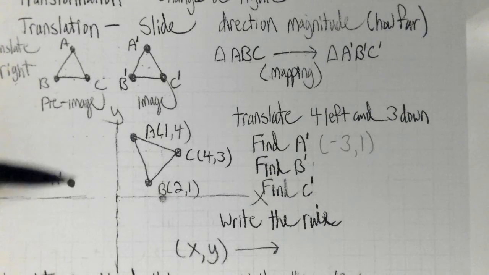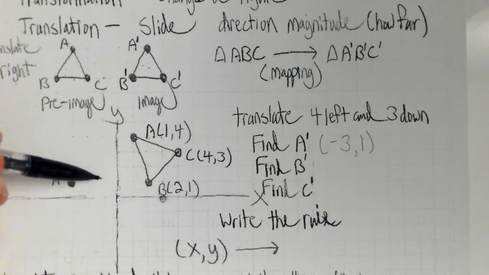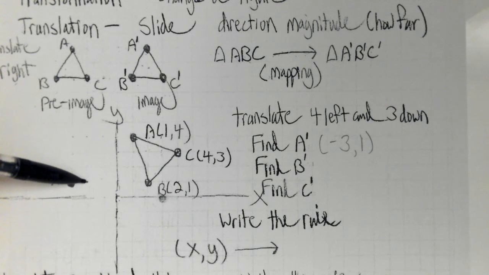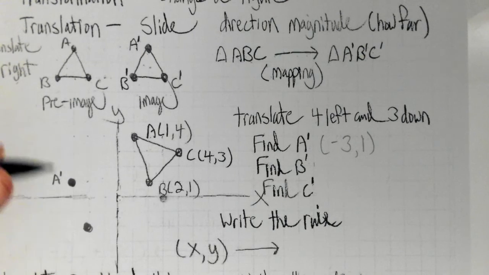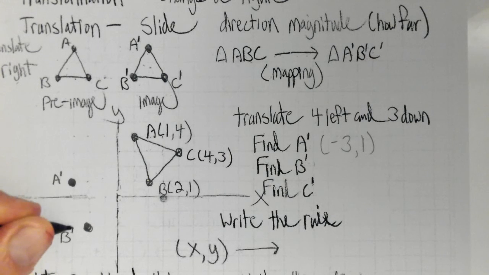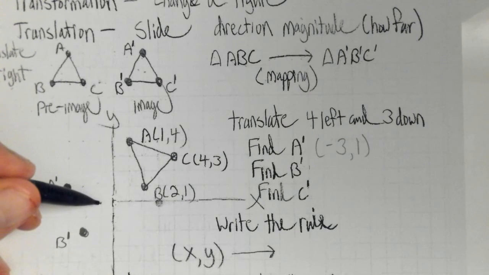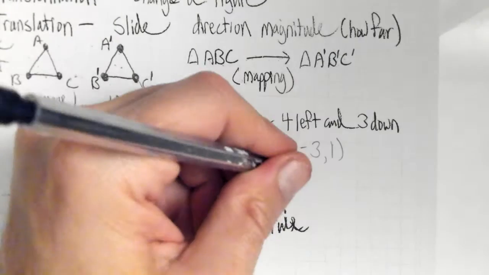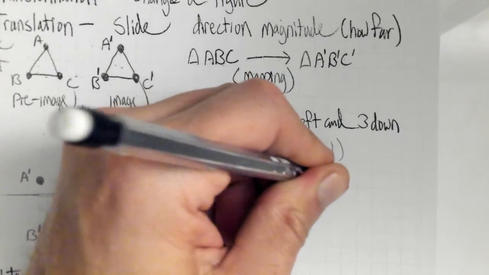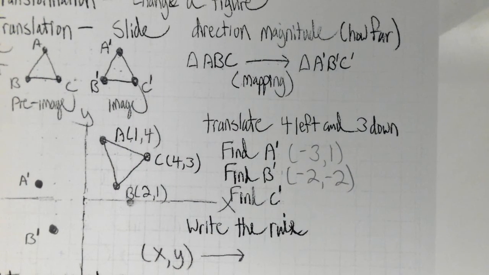All right. What about B? So I need to make the same movement for B. 4 left, 3 down. 1, 2, 3, 4. All right, 4 left, and 1, 2, 3 down. 4 left, 3 down. The dot is B prime. Okay. What are the coordinates for B prime? It's 1, 2, negative 2, and down 2, negative 2. So the coordinates for B prime would be negative 2, comma, negative 2. All right, so again, we are just translating each one of the points, 4 left and 3 down.